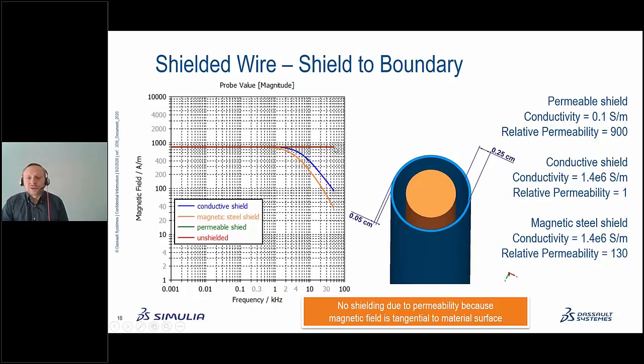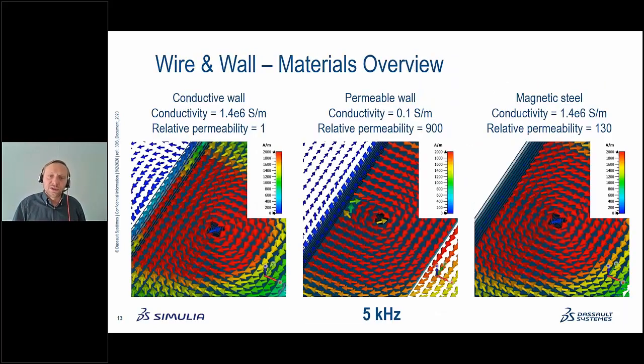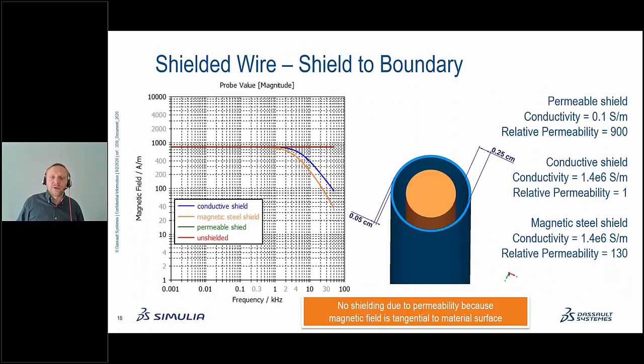The reason is that the surface of the shield is tangential to the field distribution of the magnetic field, so basically the magnetic field can penetrate this permeable material. You can see it also here. If you look at this position, the magnetic field of the wire would be tangential to the surface, and then you see no shielding effect and the magnetic field can penetrate. I think it's a pretty strange finding, but that's really how the magnetic field will behave. So basically it's pointless to use permeable material for shielding cables.